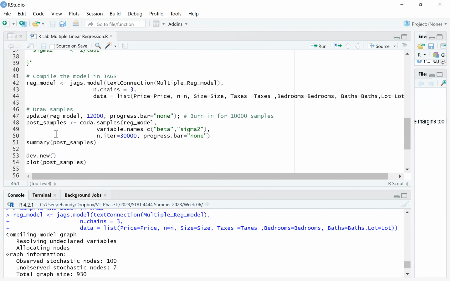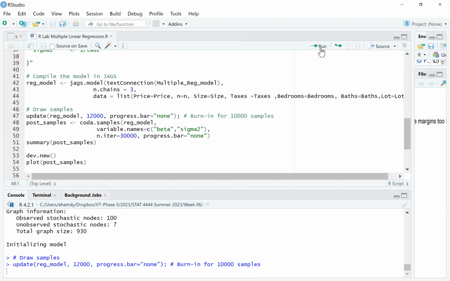So now I will draw samples by updating the model I compiled, and I will ignore the first 12,000 observations in the trace plot. Maybe the convergence happens at 12,000. If it happens after 12,000, I will come back and change these values. So let's update. And then what about the random sample? I would like to select a random sample of 30,000 after I ignore the first 12,000.